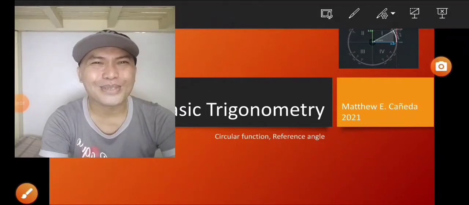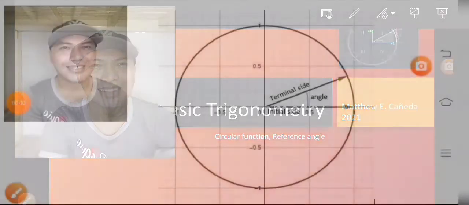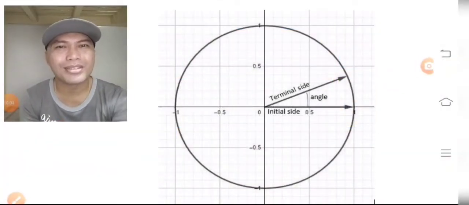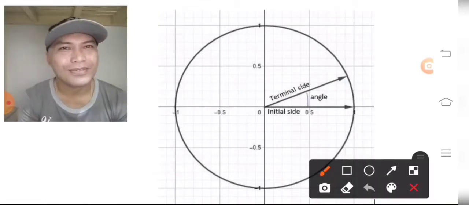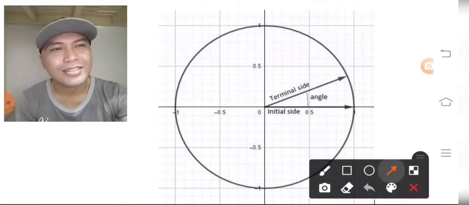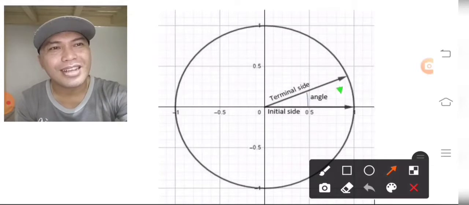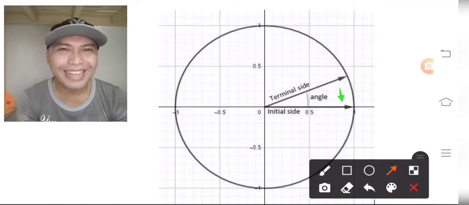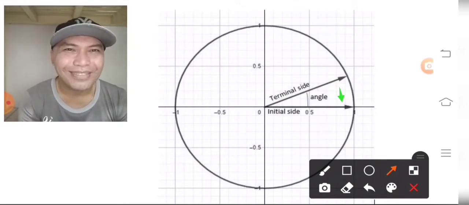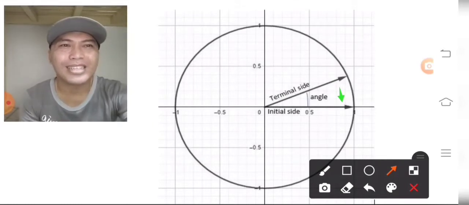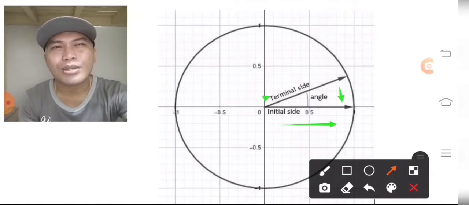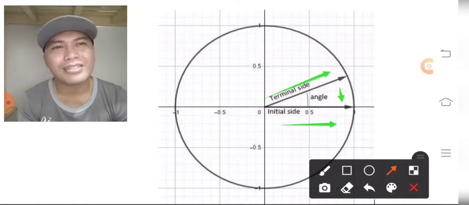This time we will deal with basic trigonometry, particularly on the reference angle. Before moving on, let us get familiar with the following terms. Angle. Angle is created by two rays with common endpoint. Initial side is the stationary side. Terminal side is the rotating side.